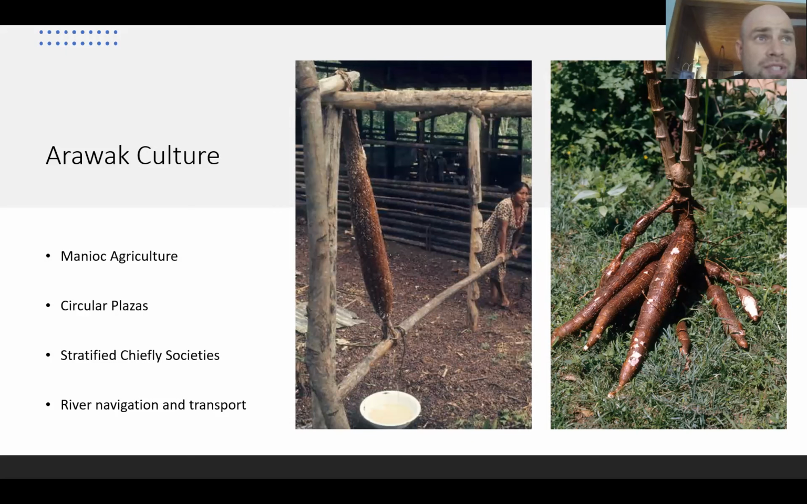These were settlements that were built throughout the Arawak region in the past, and in more historical times, they're built around circular plazas. They tend to have more inequality, so there are chiefs and commoners, and they were people that moved on rivers and also moved across the ocean.